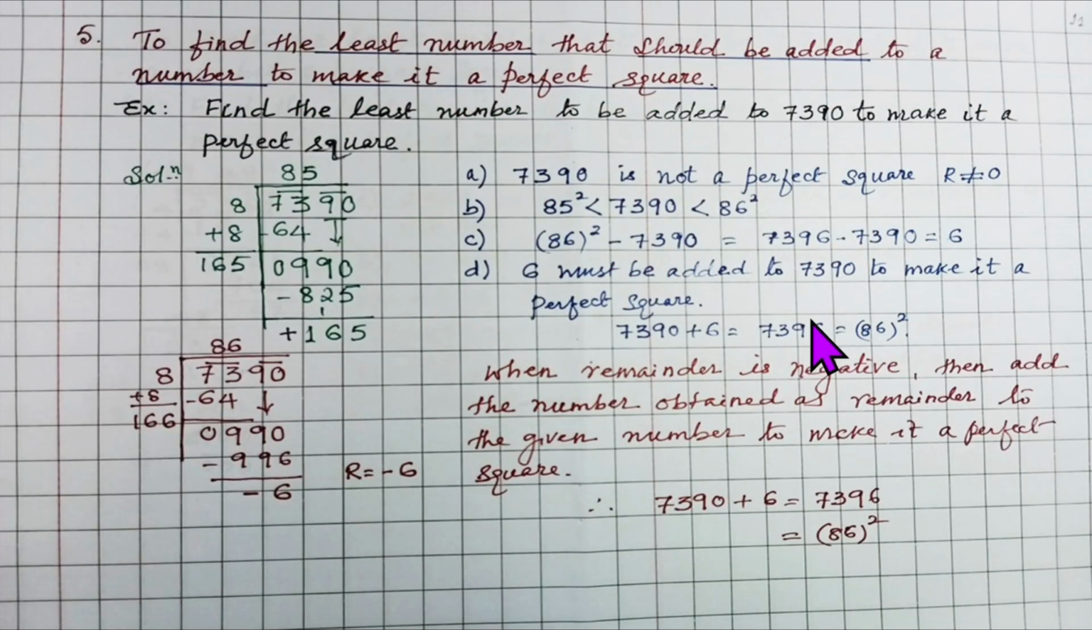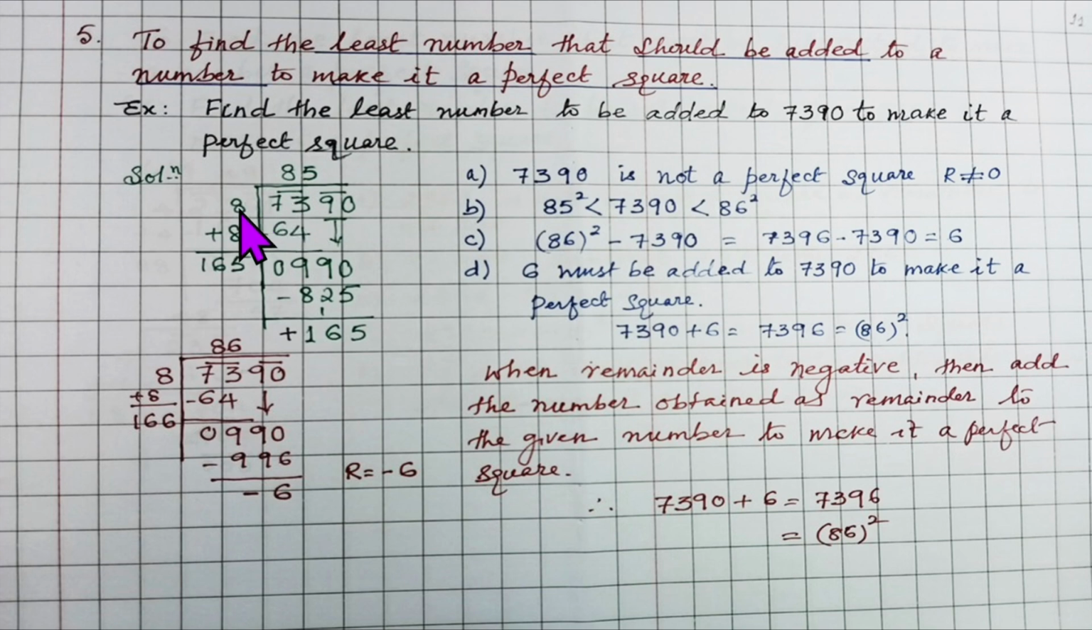So now coming to the next example, to find the least number that should be added to a number to make it a perfect square. You are given a number 7390. First let us check whether it's a perfect square or not by the long division method. So pair it first, starting from right to left. 90 is one pair, 73 is another pair.